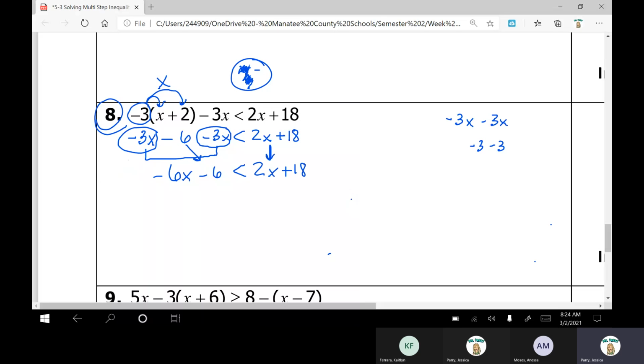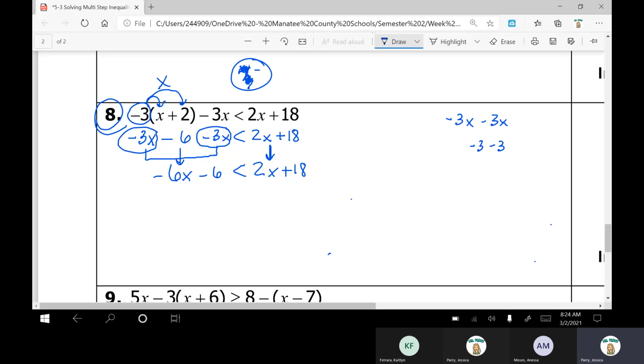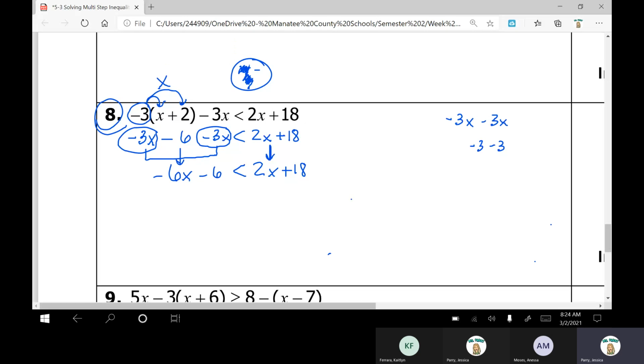Okay. So now this is going to be similar to number 6 at this step. We have a variable on both sides. We've got an x on the left and an x on the right. Remember our goal. Where do we want the variable located for our goal in order to graph it? Do you want it on the left or do you want it on the right? Where should the variable be located for your final answer, on the left or on the right?